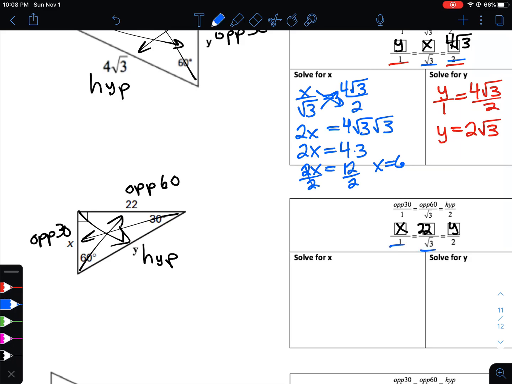So to solve for x, let's go ahead and take x over 1 and set that equal to 22 over the square root of 3. Now remember, x over 1 is just x, so we've got x is equal to 22 over the square root of 3. And now we're going to want to rationalize that, multiply both numerator and denominator by square root of 3. And we'll have x is equal to 22 square root of 3 all over 3.